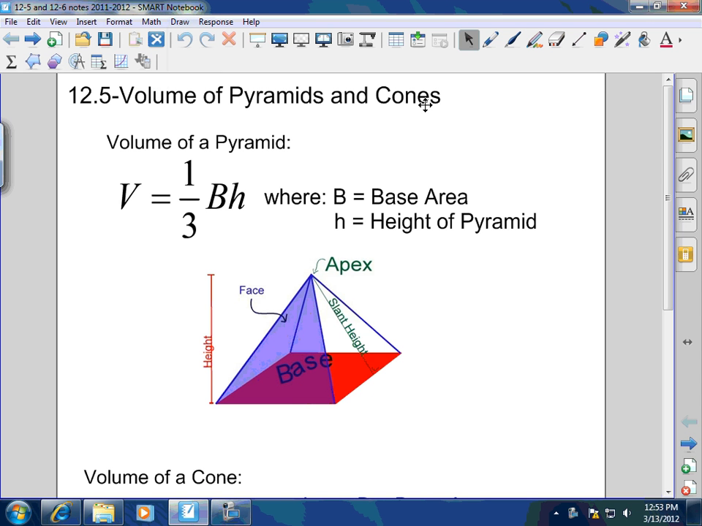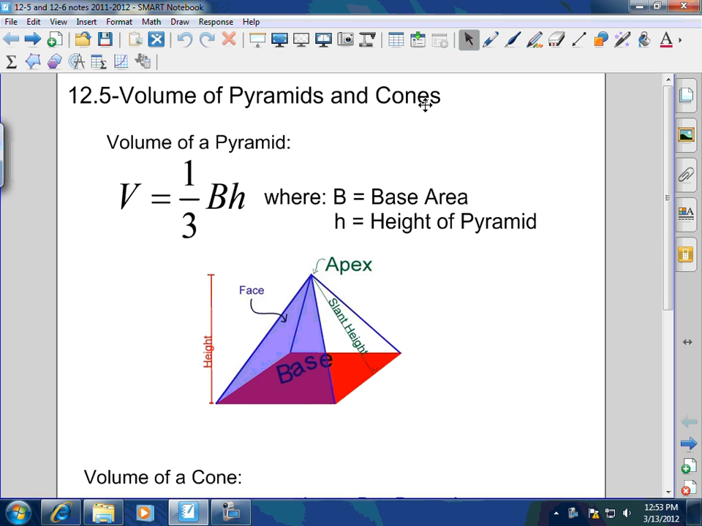Today we are talking about volume of pyramids and cones. Now I know that there have been a lot of formulas that we've been dealing with, but it's not really that much when you really think about it. And in this section, you're going to see a double use of the same formula.